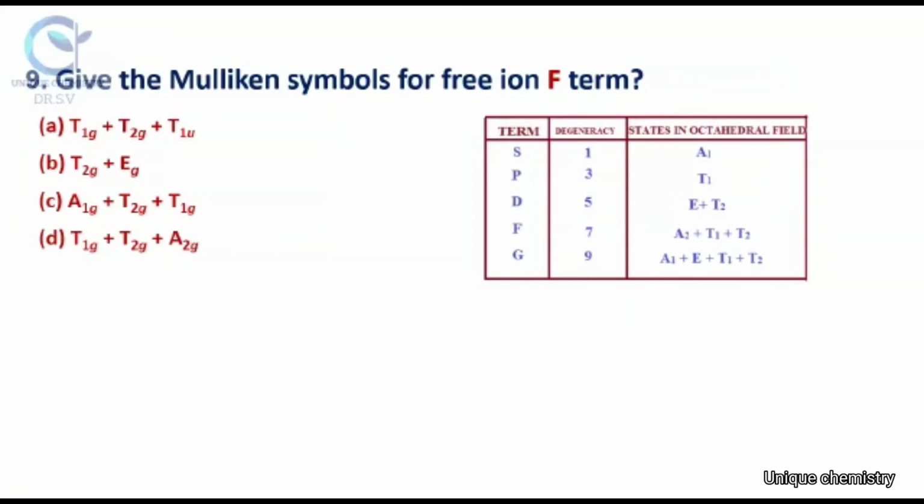For F term, its degeneracy is 7, and it splits into A2 plus T1 plus T2. If it is octahedral, it is A2g plus T1g plus T2g. So option D is the correct option.